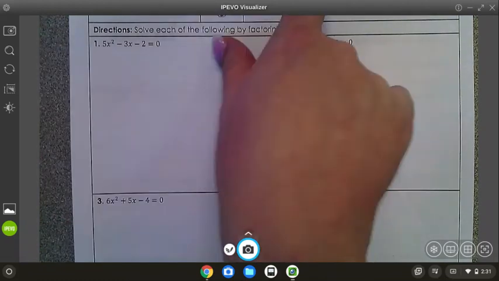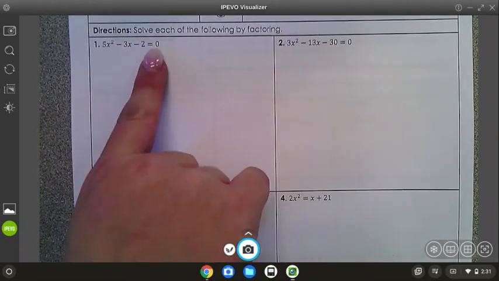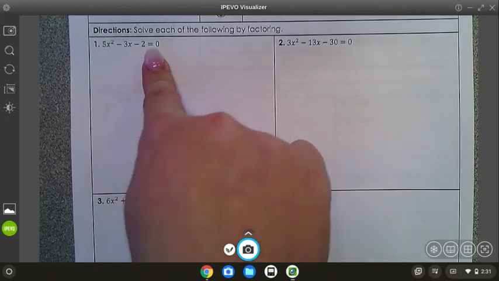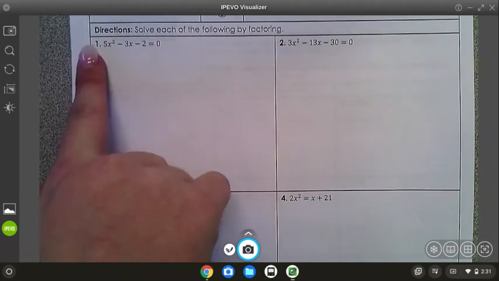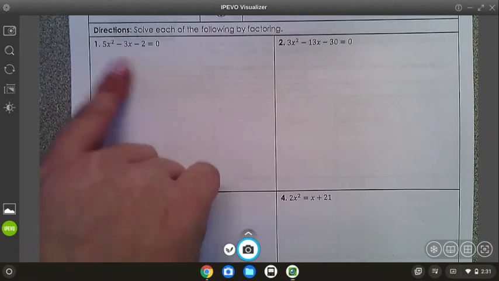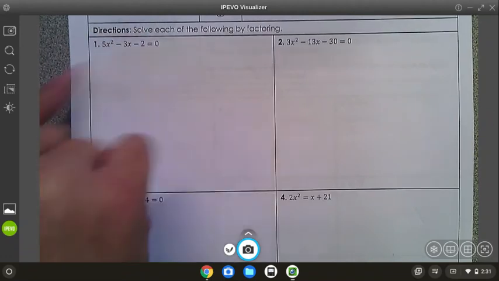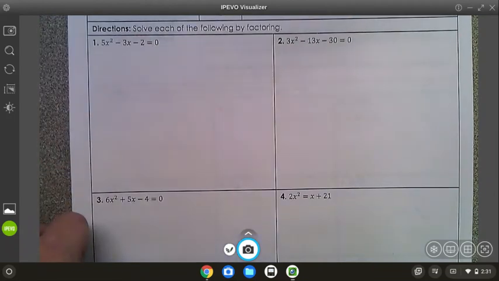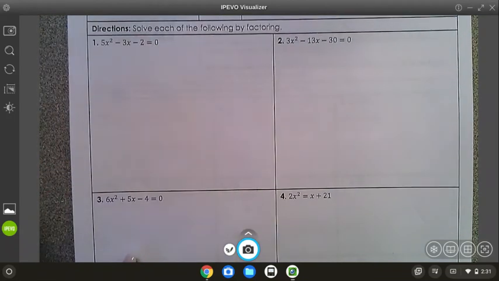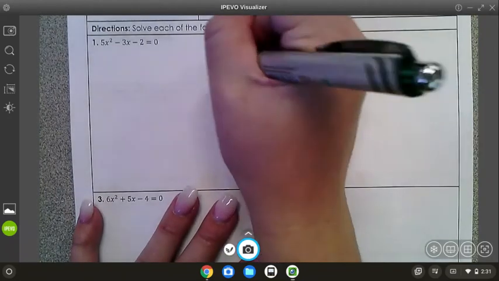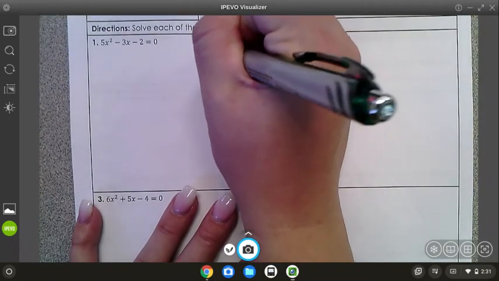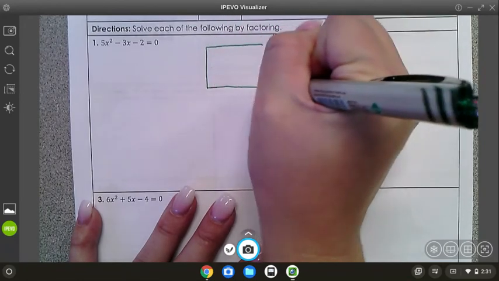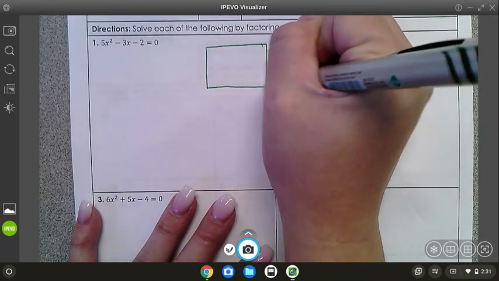So step 1, make sure the quadratic is set equal to 0. And if there's a GCF, we need to factor that out. But there's no GCF, nothing that these three have in common, and it's set equal to 0. So we're going to go to the side, and we're going to create a 2 by 2 box. Make sure you leave some room on the top and the left side.